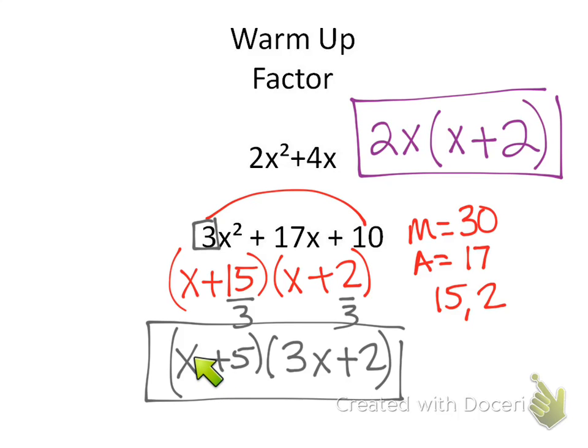You can even just do it in your head. You could think x times 3x is 3x squared. Then you get a plus 2x. Then you get a plus 15x. That would give you 17x. And then you get plus 10. Good. What are your questions on our warm-up?